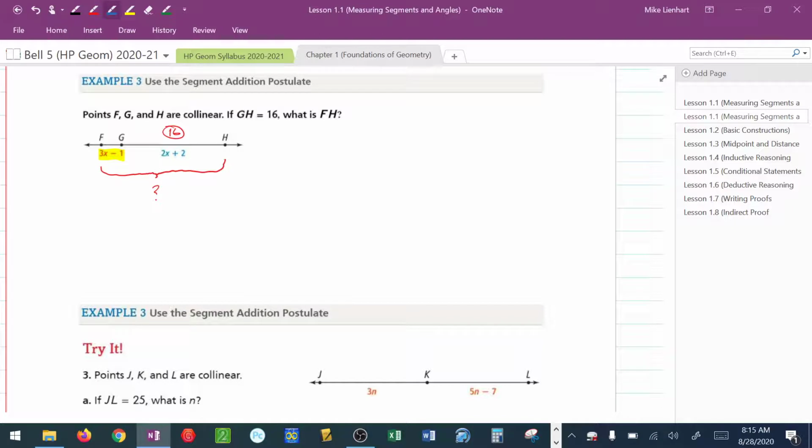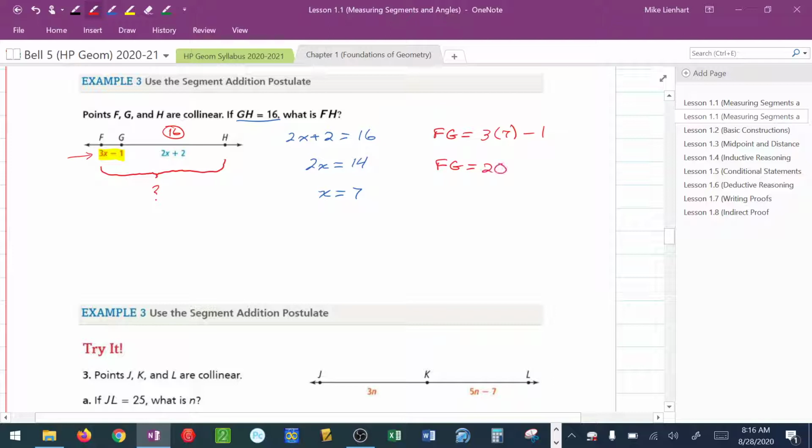So I come back over to what I was given. I know that 2x plus 2 has to equal 16. Why? That's what they told me. So then I subtract 2 from both sides. 2x is equal to 14. Divide by 2, I get x is equal to 7. I'm now able to calculate the length of FG. FG is going to be 3 times 7, I substituted, minus 1. I substituted into that FG expression. This tells me that FG is equal to 20. So now I know this piece up here is 20.